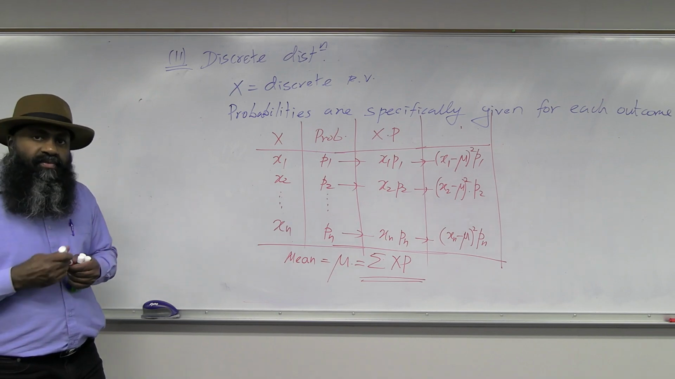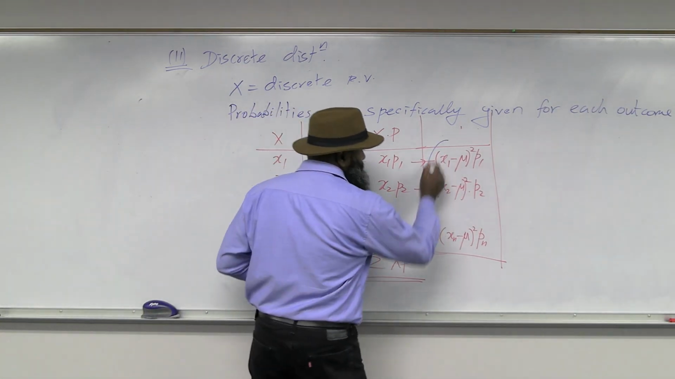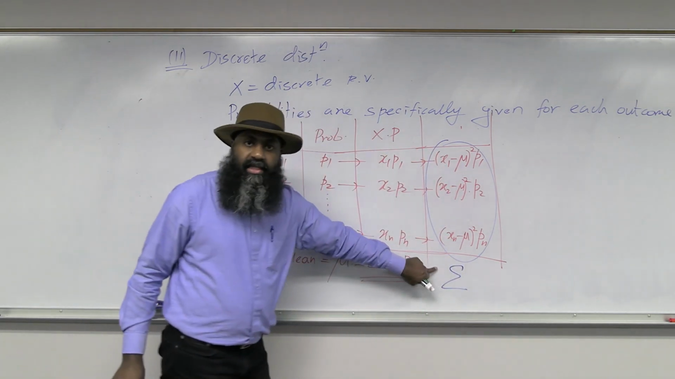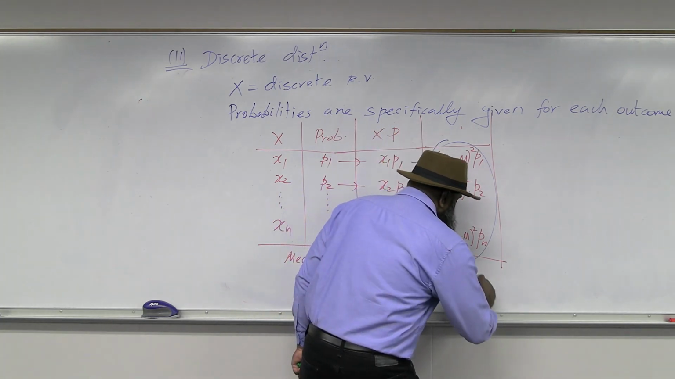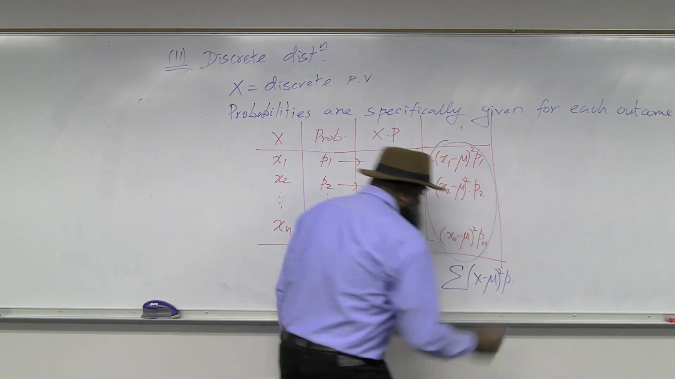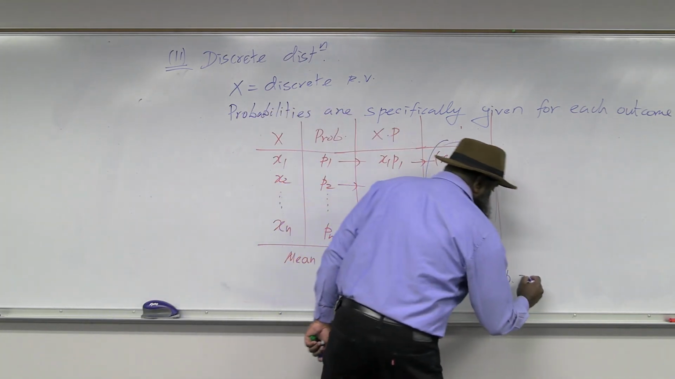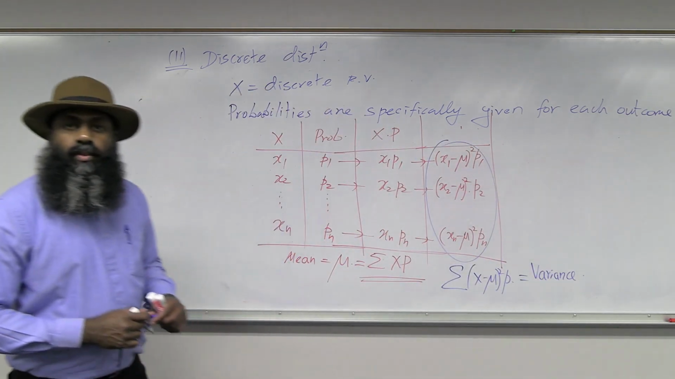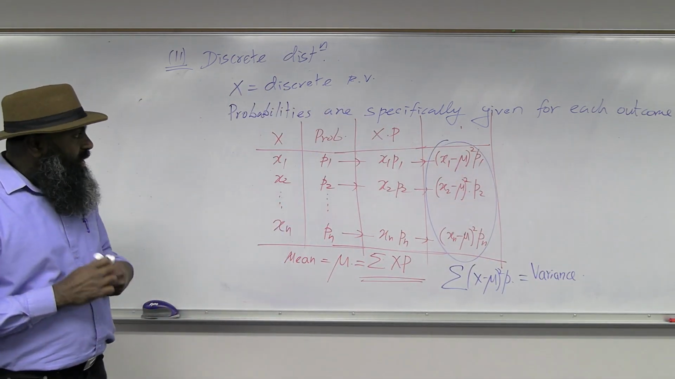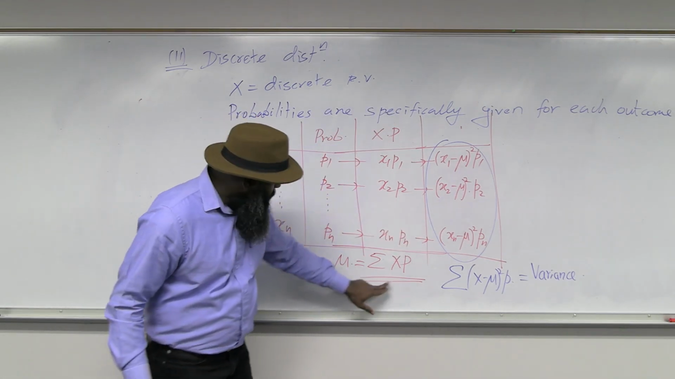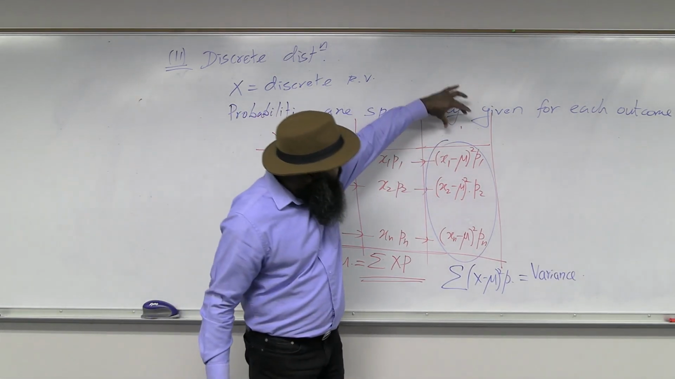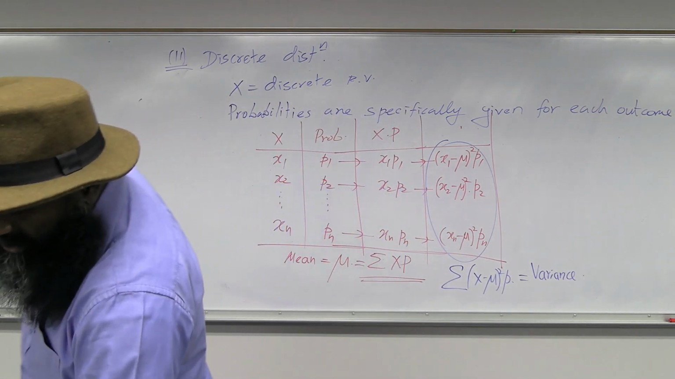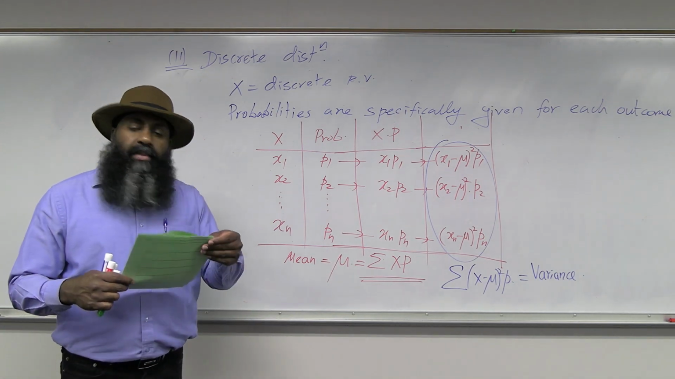And now I have to take the summation of all these values. That summation, we'll use the sigma symbol to denote the summation, which would be x minus mu, everything squared, times p. That summation will give you the variance. Remember, summation of this column gave you the mean. Summation of this column gave you the variance. Okay, let's keep them in mind and go to problem number 12.